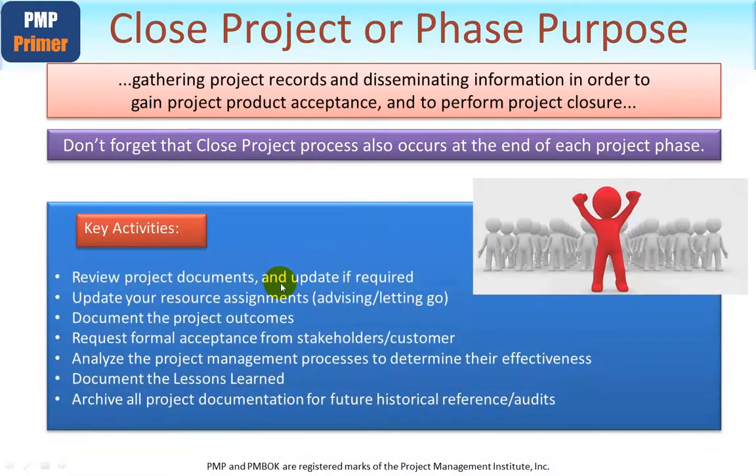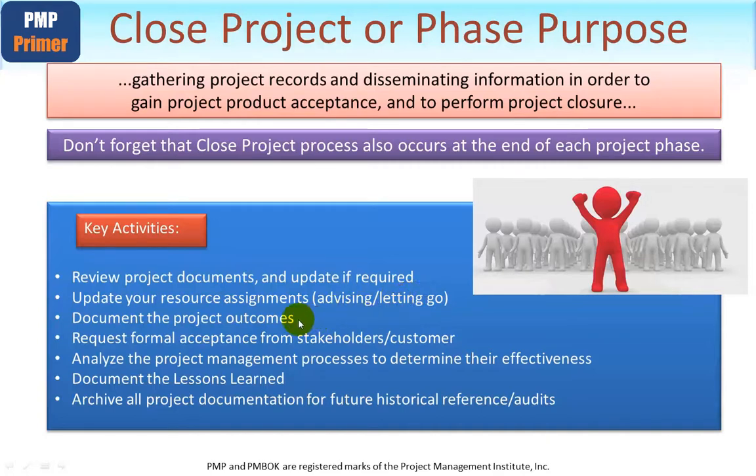So, review and update the project documents as and if required. Update your resource assignments, including, here's an interesting one, advising folks that you need them as part of the closing project activities, or maybe letting them go, returning them to their parent part of the organisation, for example, for internal resources, or in terms of contractors, advising them that as per their terms and conditions, their contract is now complete. Hopefully that shouldn't be a surprise to them.